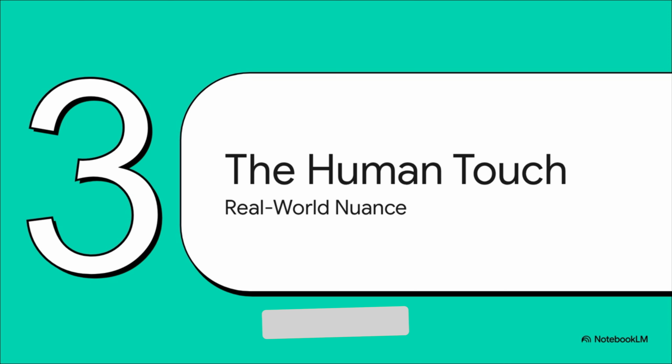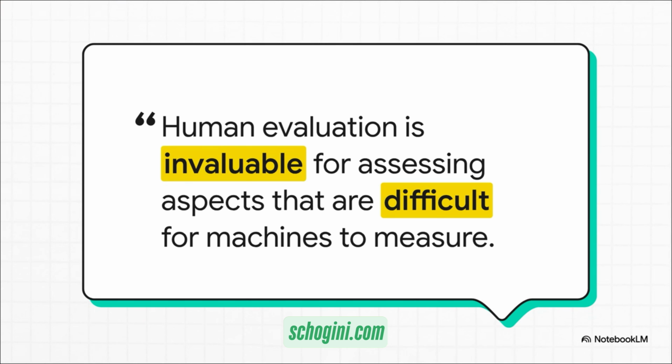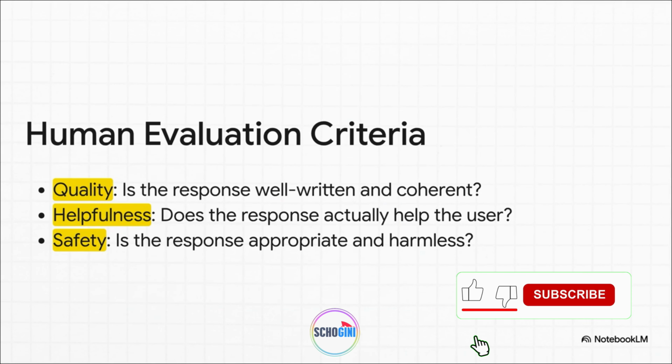These are the tools that depend on us. Human intelligence. This is where we get into measuring all that tricky stuff. The nuance, the context, the real-world helpfulness that machines really struggle to measure by themselves. Yeah, as the research makes crystal clear, human evaluation is just invaluable. There is absolutely no substitute for having a real person read a response and judge it based on how we actually talk and think. It gives you a depth of understanding that those automated scores just can't get close to.